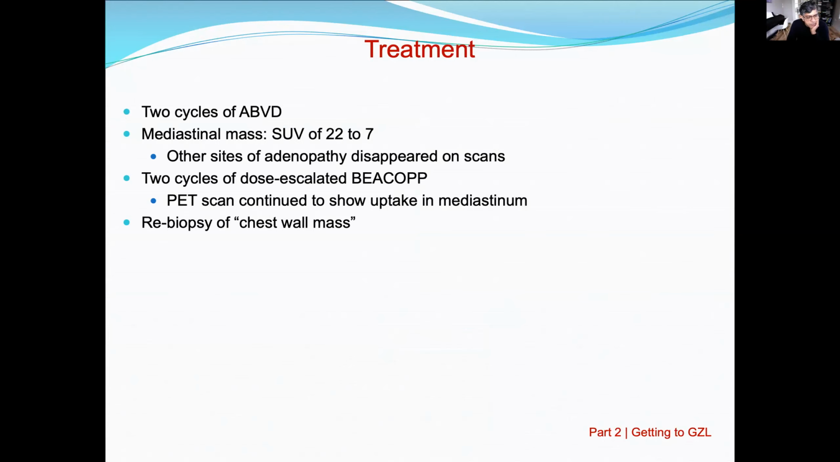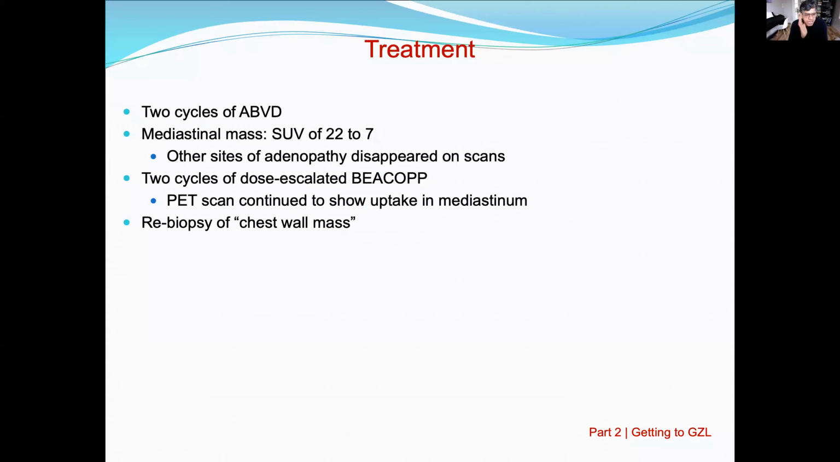And when they did that, they saw the mediastinal mass SUV has come down, but there's still persistent disease there. And the other sites of adenopathy disappeared on scans. So that has been a response, so that's good. And for whatever reasons, I'm not sure, they went ahead to give 2 more cycles of dose-escalated BEACOPP. I really have no idea why this was chosen. It's usually used more often in the German studies.